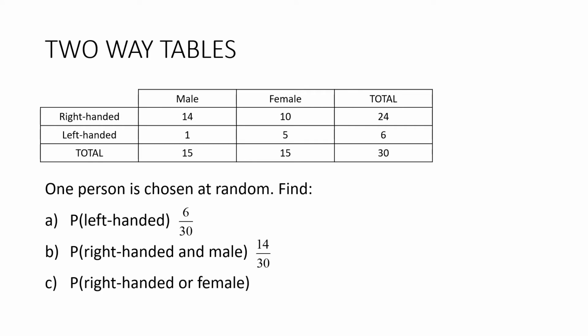How about this one? The probability that they are right-handed or female. Now think about this carefully. These two are not mutually exclusive because there are 10 people who are both right-handed and female. So one way to do this question is to do the total number of right-handed people plus the total number of females and then take off the overlap, which gives you 29 out of 30. But if you think about it, there's only one person in this whole table that doesn't apply to this, and that's the left-handed male. So we could do the complementary event. Just do 1 take away 1 on 30, which gives us the same answer.